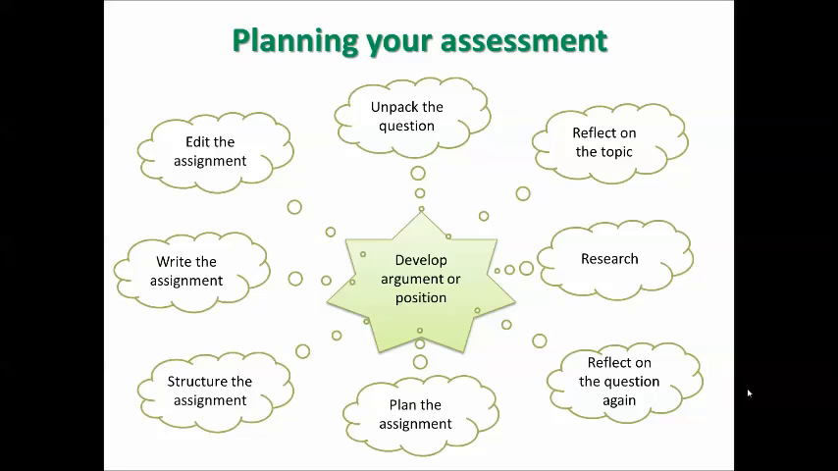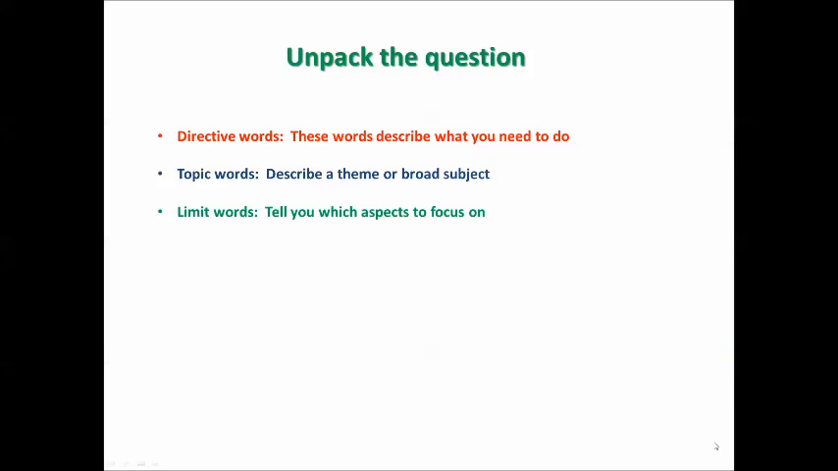Next, we need to understand what the question is actually asking. This is referred to as unpacking the question. Questions can be broken down into directive and topic phrases or words. Directive words are those which provide the scope or draw boundaries to limit your discussion, such as assess this, critically evaluate such and such, and discuss. Topic words describe a topic or subject and can be used to design a research strategy. And limit words are those which tell you which specific part of a topic can be discussed.